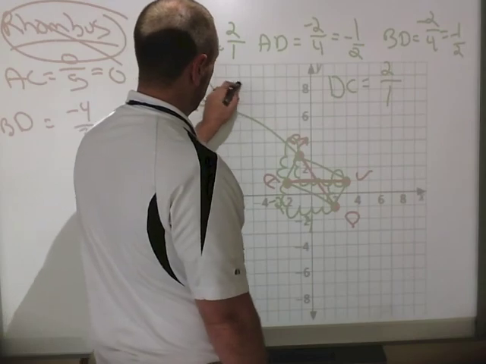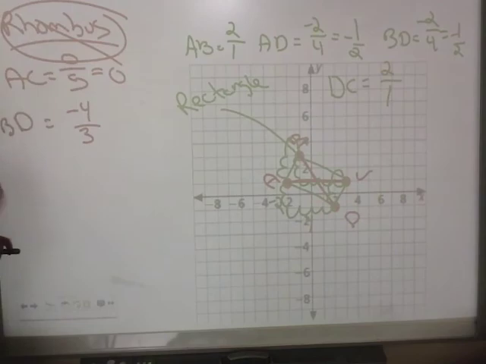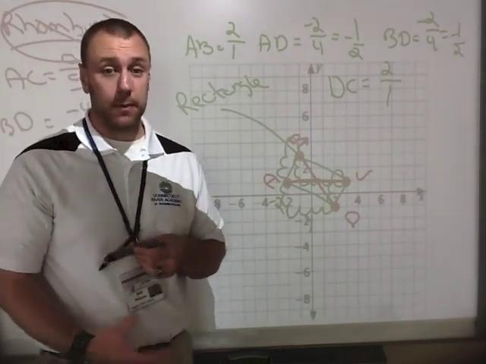Because the sides are at 90 degrees, but the diagonals are not. And that's how you prove something is a square, rectangle, or rhombus.